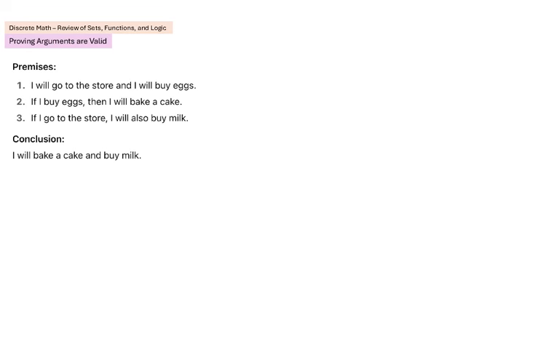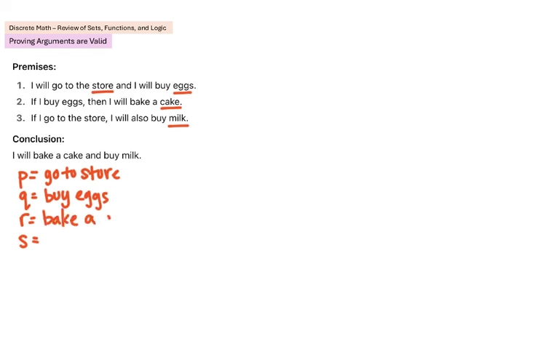Okay, here's a third one. Again, you just want to start off by underlining all the different words that you see. I see 4 different words. So I think we'll need a P, a Q, an R, and an S. The P is you go to the store. Q is you buy eggs. R would be bake a cake. And S is buying milk.